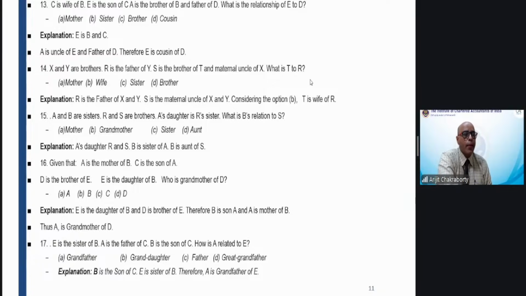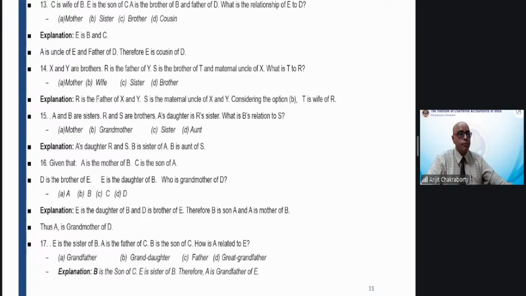We now look at the last lot of questions. We have question 13. C is the wife of B, and E is the son of C. So C is the wife of B, meaning B is the husband and C is the wife. C is female, B is male. E is the son of C. So C and B are husband and wife. C's son means the boy E is also the son of B. That means C and B both have a son, whose name is E. E is male, of course.